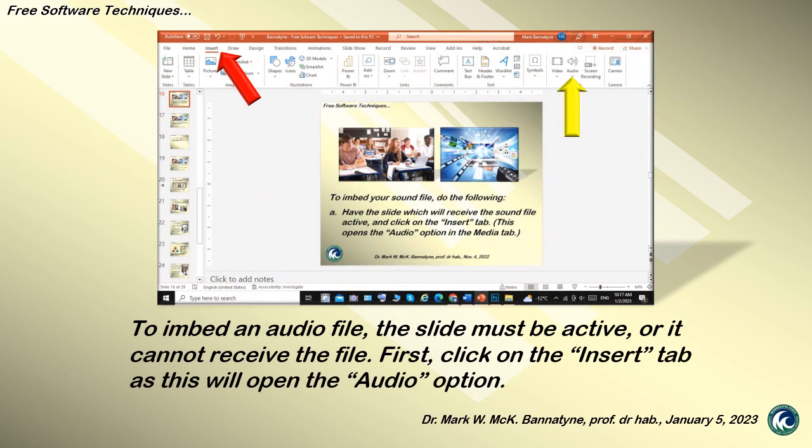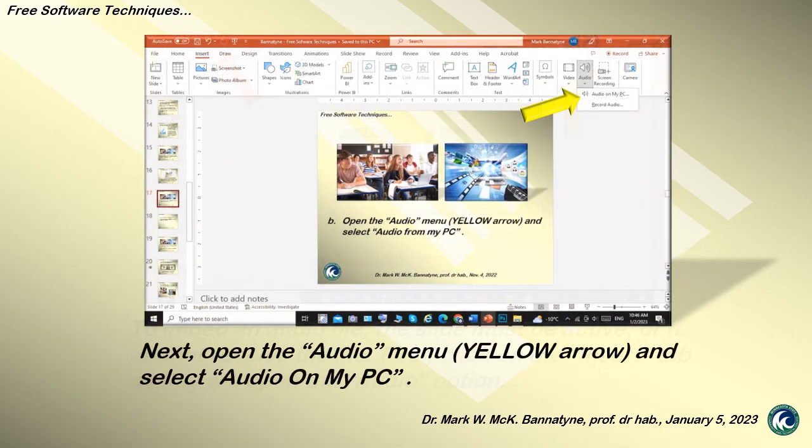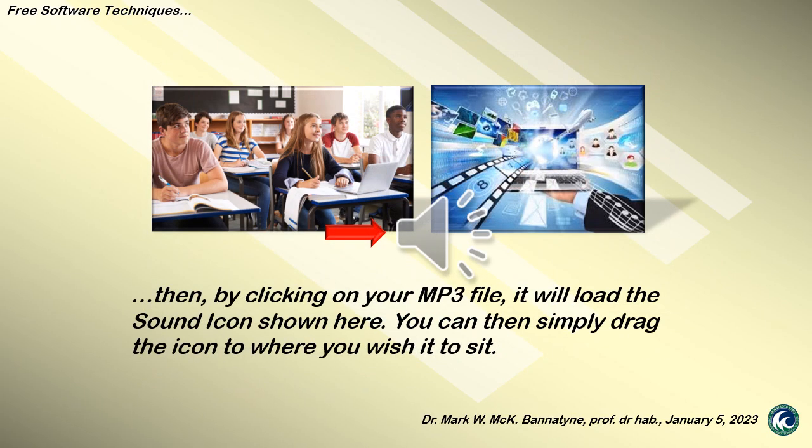To embed an audio file, the slide must be active, or it cannot receive the file. First, click on the Insert tab as this will open the audio option. Next, open the audio menu shown by the yellow arrow, and select Audio on my PC. Then by clicking on your MP3 file, it will load the sound icon shown here.